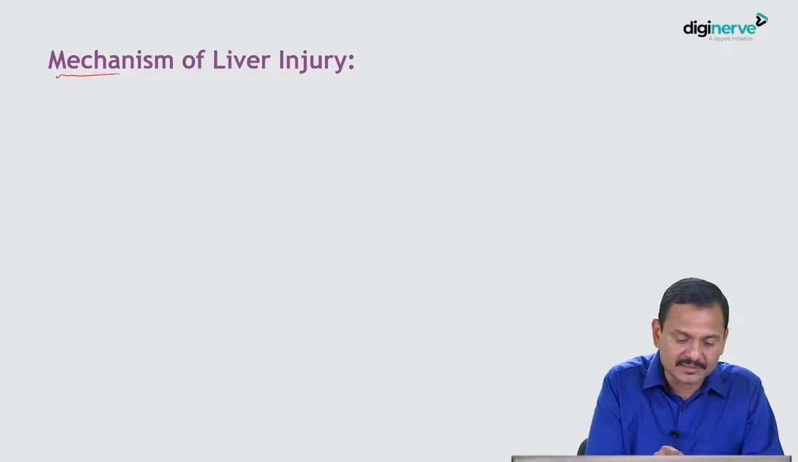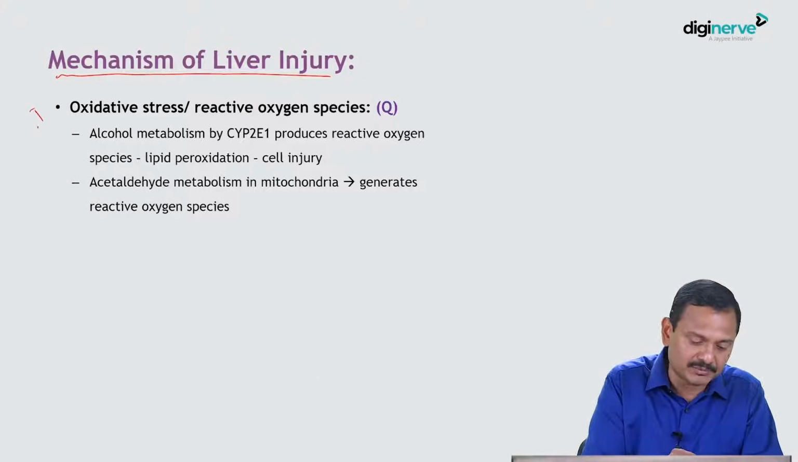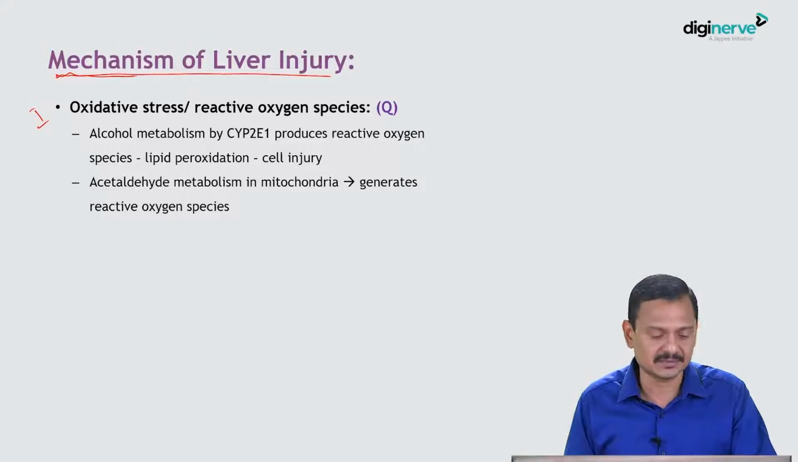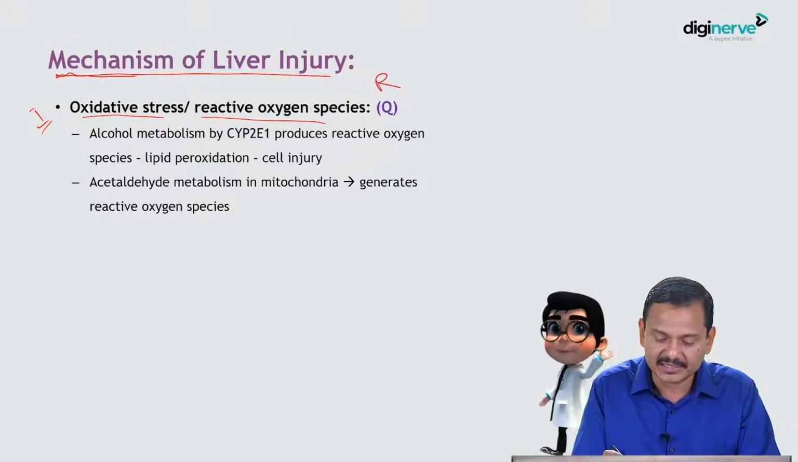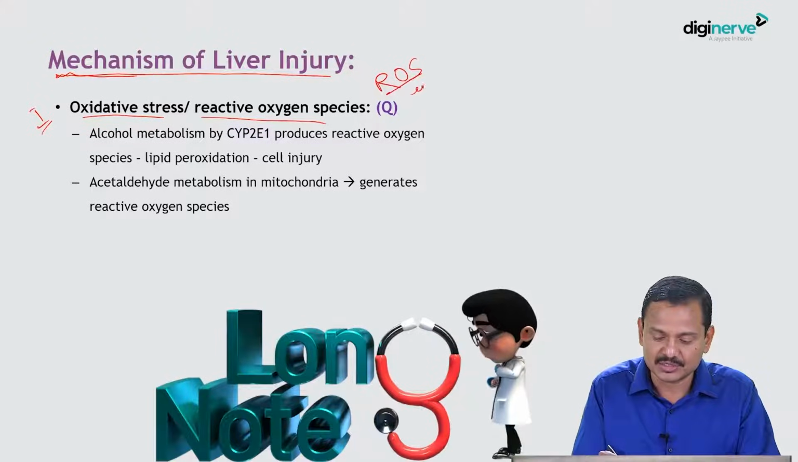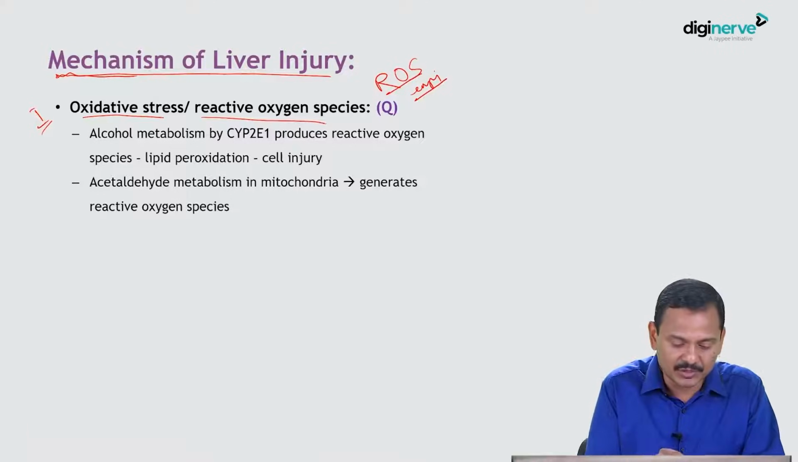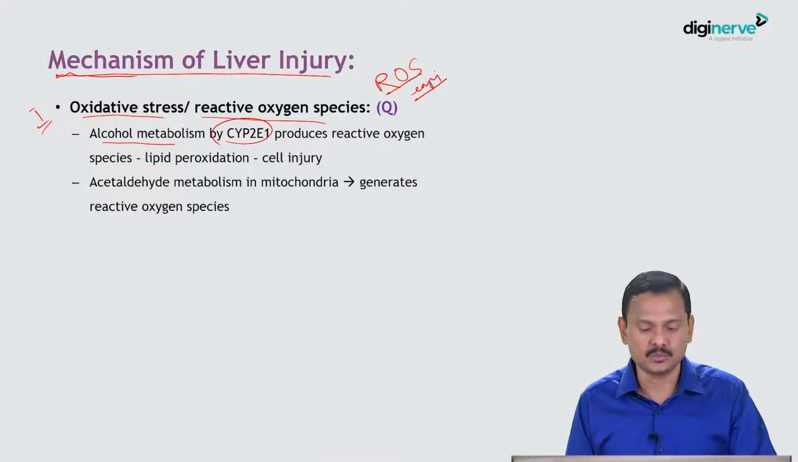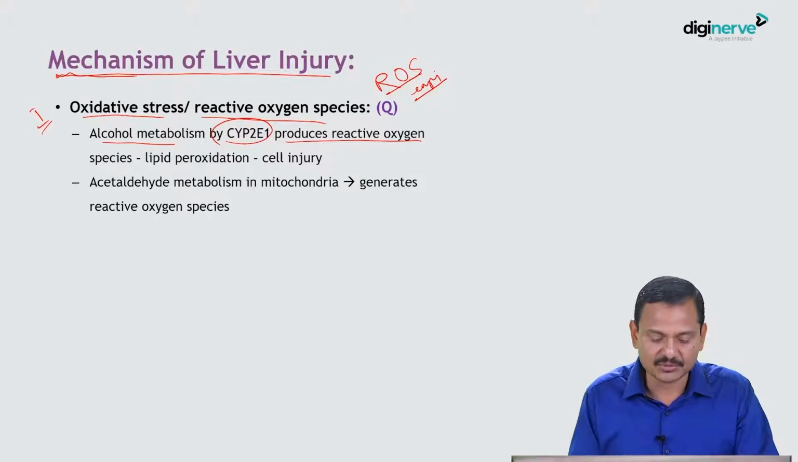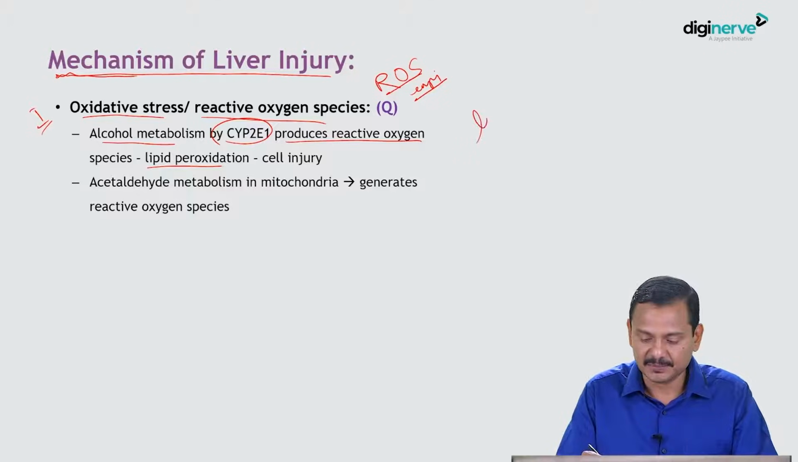So what is the mechanism of liver injury? You have to remember all the mechanisms in detail, and the first point is oxidative stress, or reactive oxygen species injury, or free radical injury. Now how does this happen? I have already told you alcohol metabolism by CYP2E1 produces reactive oxygen species, and these reactive oxygen species cause lipid peroxidation.